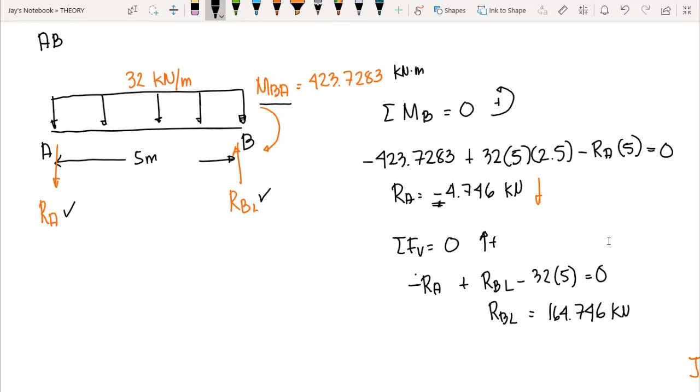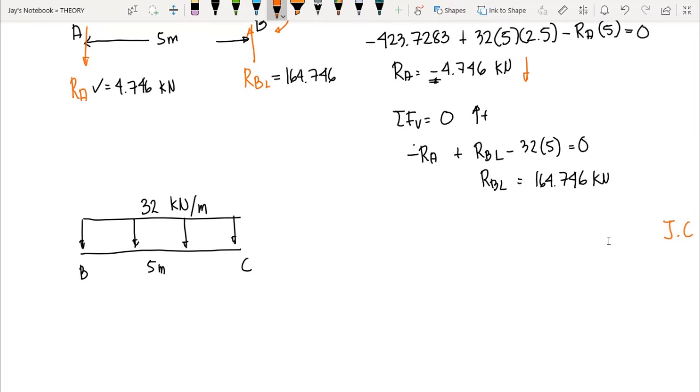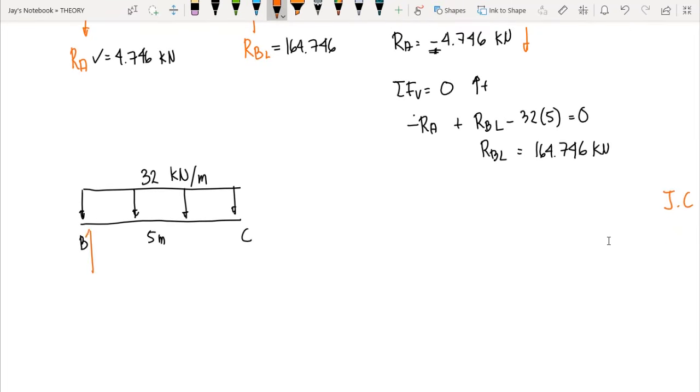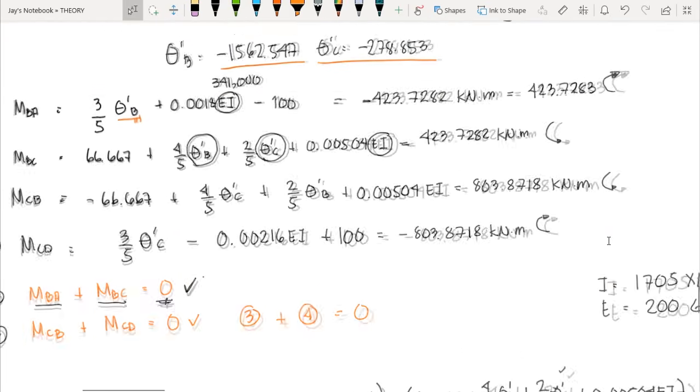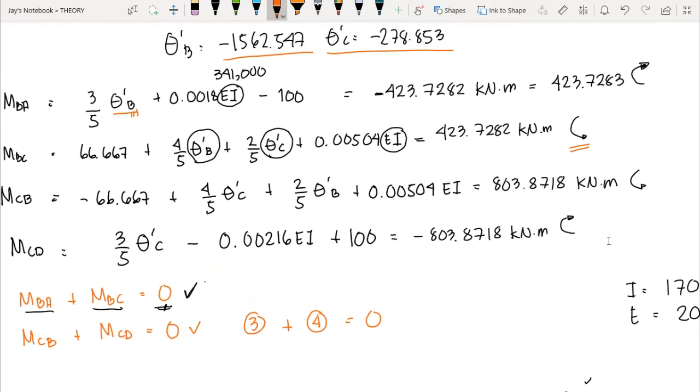So we have RBL which is equal to 164.746, RA which is equal to 4.746 kilonewton. And now for member BC, we have here RB to the right of B, and we have here the reaction of the left side of C. Okay, so we have here moment BC. Now moment BC, from our previous computation, is 423.782, which rotates counterclockwise.